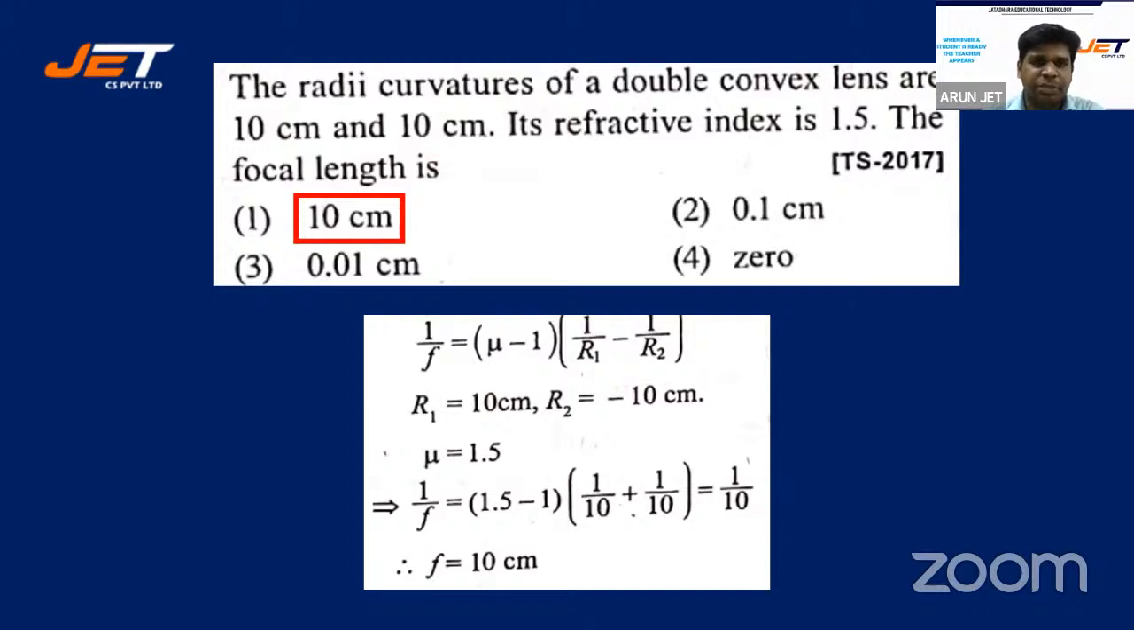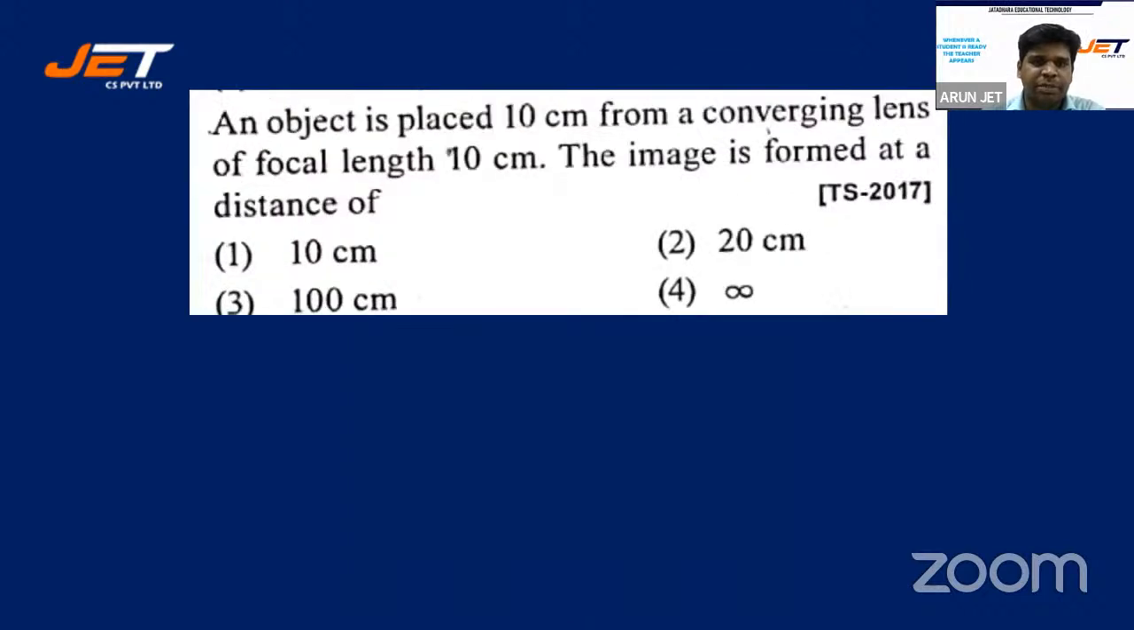All right. So I'll go to the next one. An object is placed 10 centimeters from a converging lens of focal length 10. The image is formed at a distance of 10 centimeters, 20 centimeters, 100 centimeters, infinity.